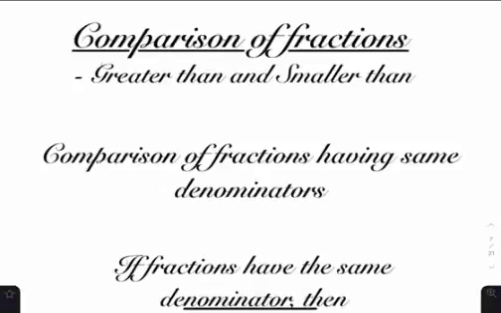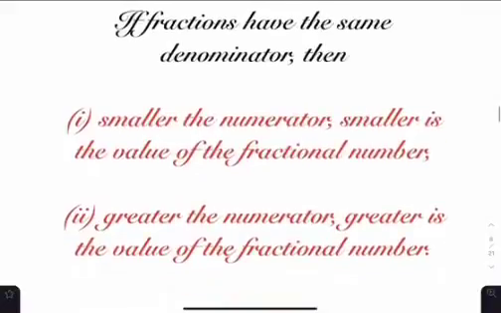The first one is comparison of fractions having the same denominators. What if 2 fractions have the same denominators? How do I compare them? Now for that we have a set rule. If fractions have the same denominator, then the smaller the numerator, the smaller is the value of the fractional number. Similarly, the greater the numerator, the greater is the value of the fractional number.